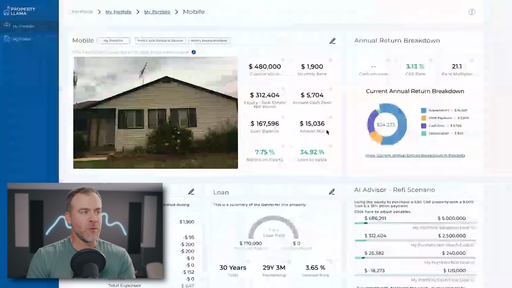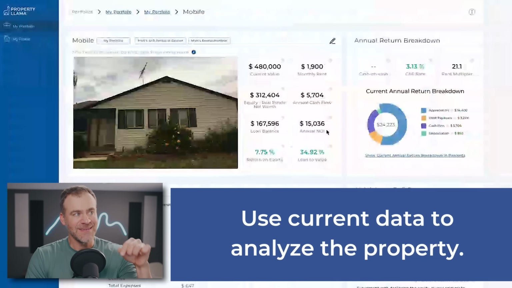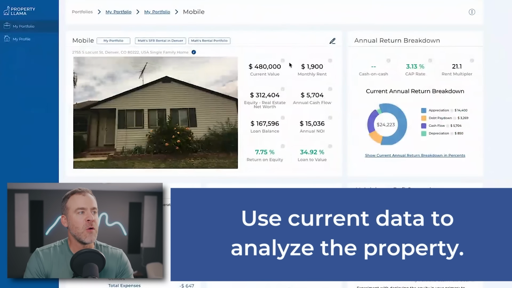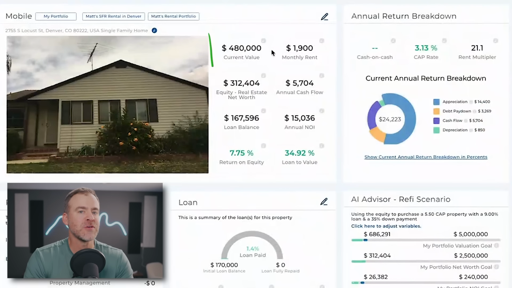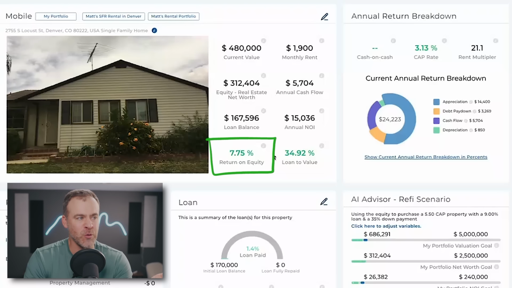So something that's very important is you want to get in today's data, today's numbers into the system. So it's now currently worth about $480,000 here in Denver, Colorado. Now there's a lot of facts and numbers on this dashboard, but the very first place my eyes go to is return on equity.